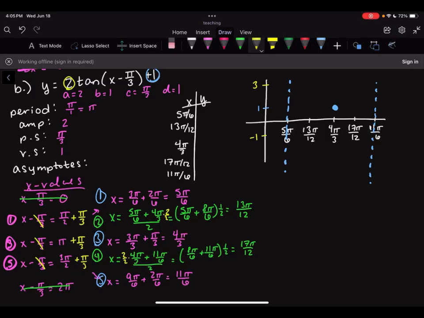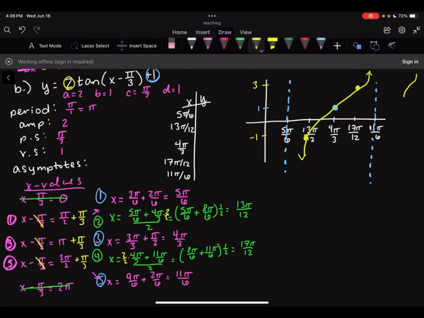Like the 1. And I also know that my tangent graph should look like that. So this one's going to be up here at -3, and this point's going to be down here at -1. And then I just draw it in as best as I can. It can't be perfect.